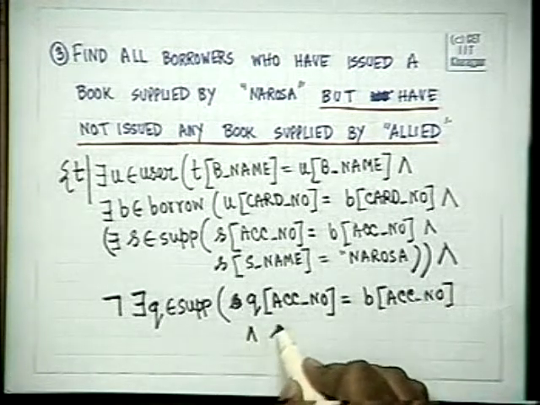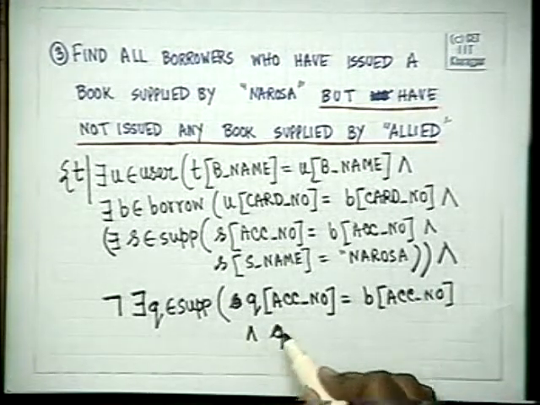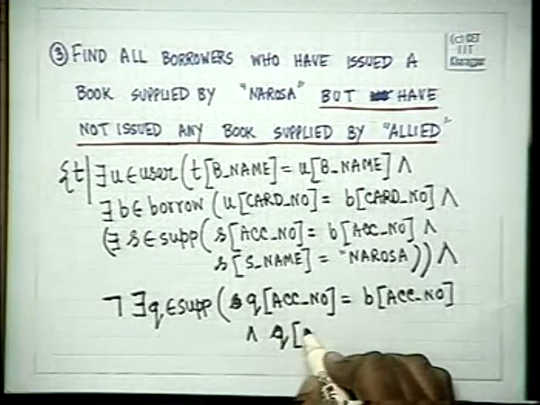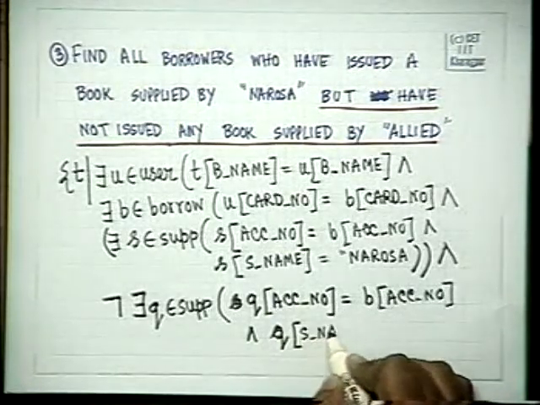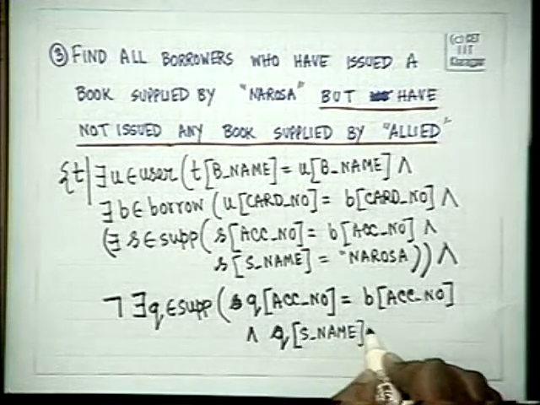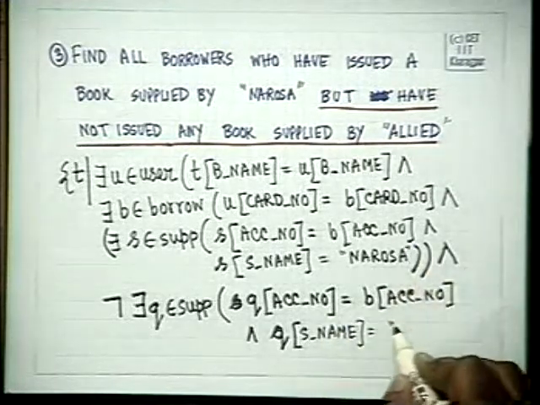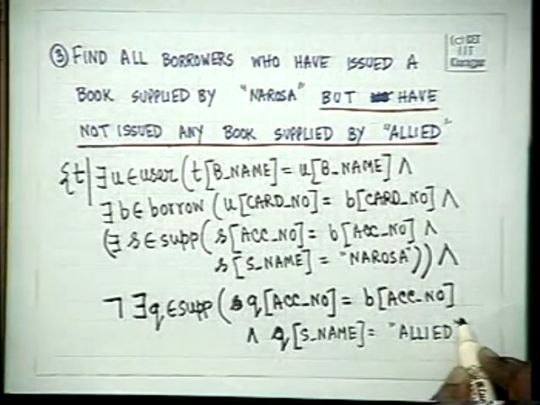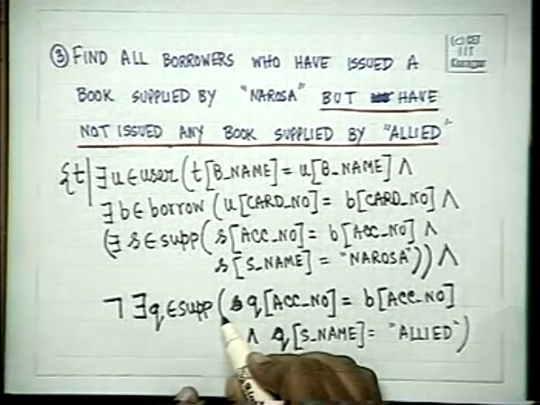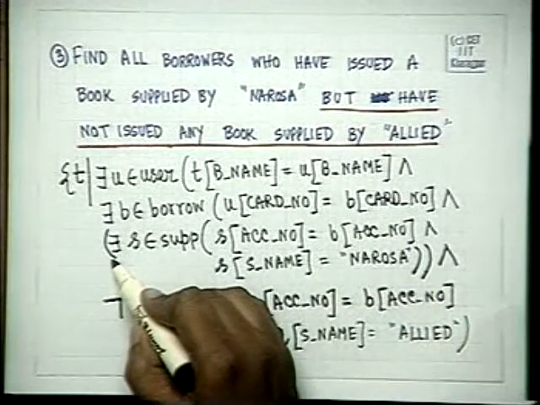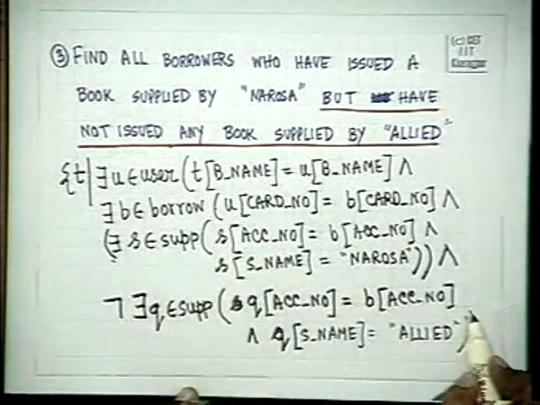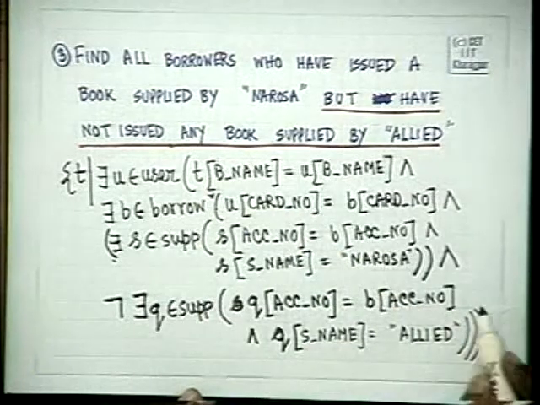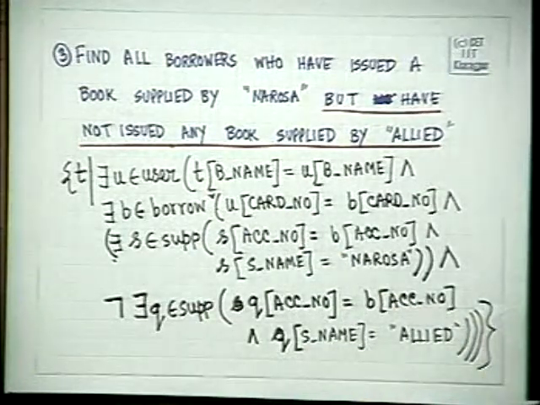and Q of S name equal to Allied. This closes this bracket. These two brackets up to here is already closed. The next will close this bracket. This will close the third bracket. I'll explain this once again.